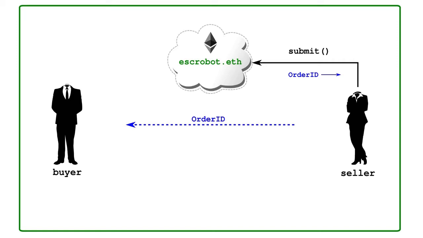When the details are submitted, escrobot creates and publishes a unique order ID, which will be needed in order to update this order in the future. The buyer will need it in order to pay, which is the next step.